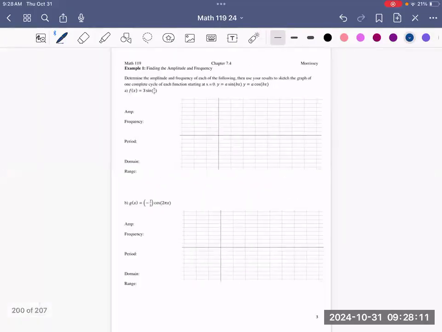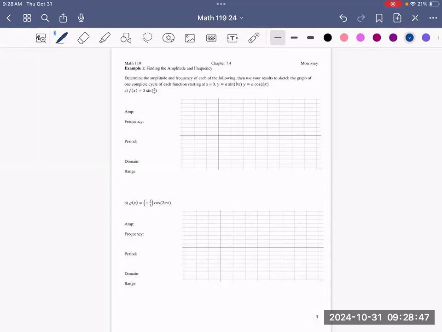So now let's get to graphing a few of our graphs. Example 1 says find the amplitude and the frequency, or your period. Sorry, I keep forgetting we have switched over to Hawks. Hawks is going to ask for frequency. On our test, I won't ask for frequency. Instead, I'm just looking for your period for that particular graph. So it says determine the amplitude and frequency of each of the following.